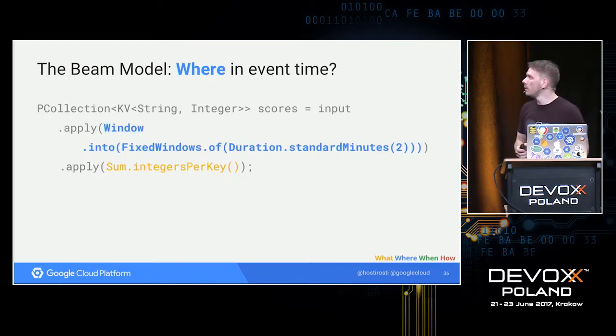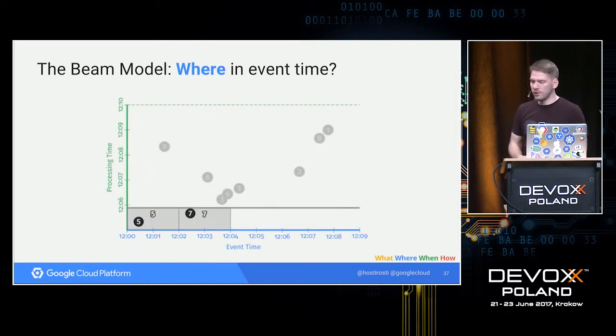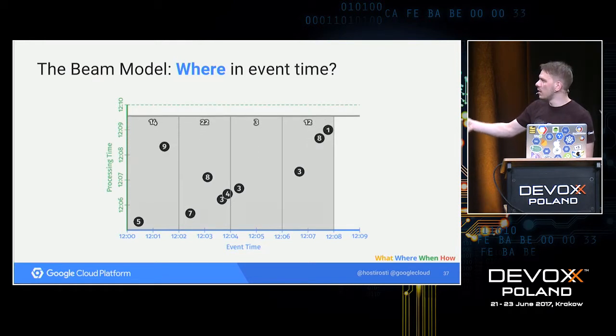Now, for our example, when we ask the where question, where in event time do we want to put it, we use here in this case a fixed window of two minutes. So basically, applied to my input of the data that I read into my PCollection, I'm applying a window function, and I say, I want to have that based on the event time, put into 2-minute windows, and then do the aggregation. So how does that look? For this example, we now have these 2-minute boundaries here.